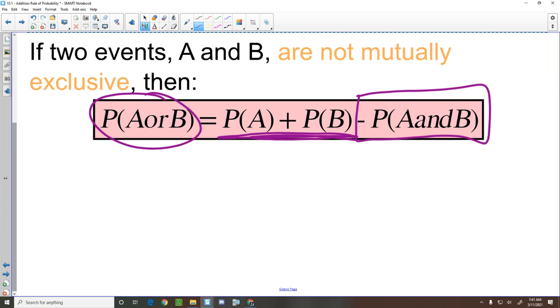Let's go to my ace of diamonds example. So we'll say probability A is drawing a diamond, and probability B is drawing an ace. A standard deck of cards has 52 cards. There are 4 different suits. Those are the symbols on the cards. There's diamonds, hearts, clubs, and spades.